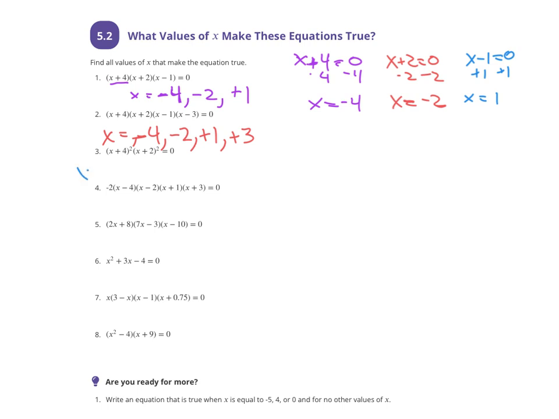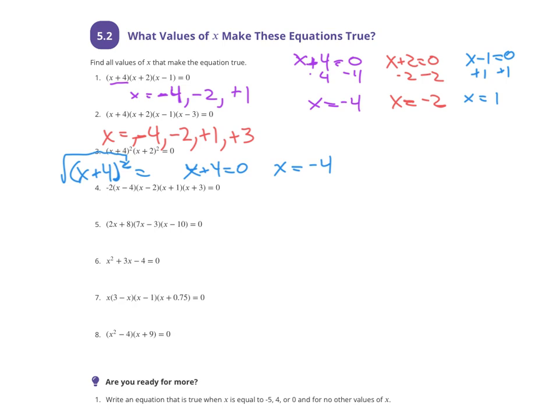To get rid of a square, I have to take the square root. When you take the square root of something squared, they cancel out. So you're just left with x plus 4 equal to 0. And we saw from the earlier two, that's x equals negative 4. And the same with x plus 2.